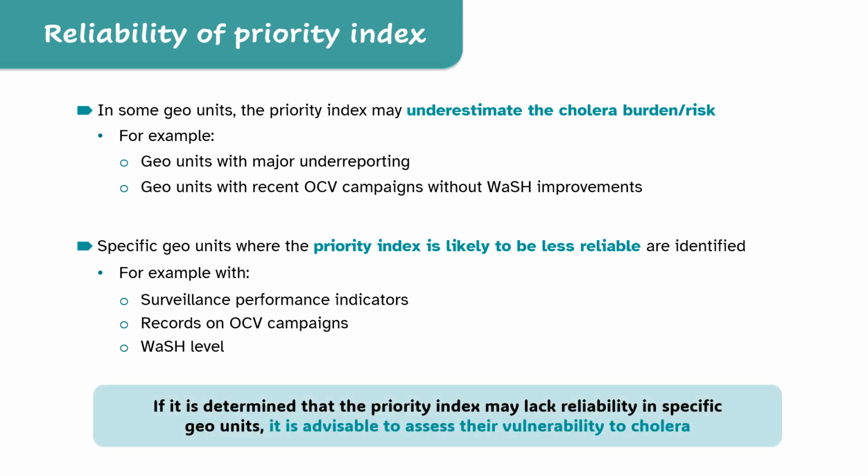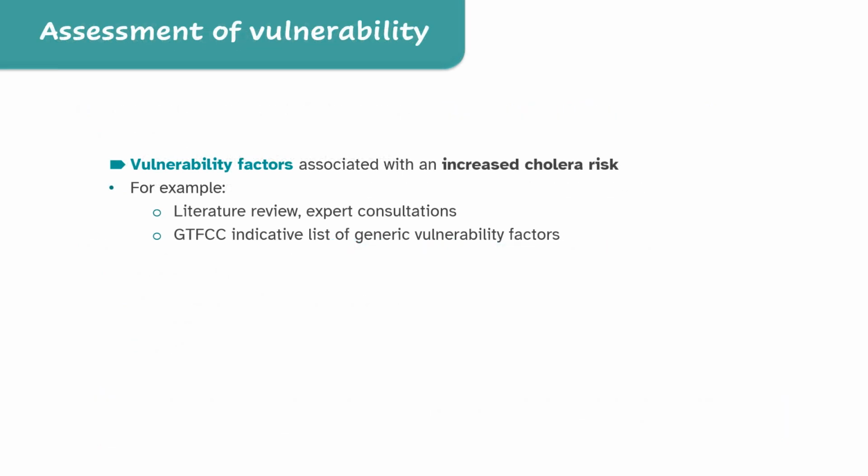Following this critical assessment, if it is determined that the priority index may lack reliability in specific geographic units, it is advisable to assess their vulnerability to cholera. To assess the vulnerability to cholera of specific geographic units, the first step is to determine which vulnerability factors are associated with an increased cholera risk in the country-specific context. For example, this can be achieved with a literature review or with expert consultations.